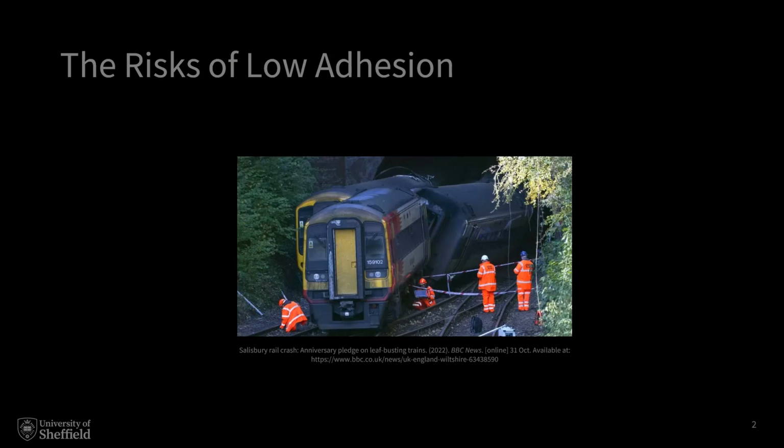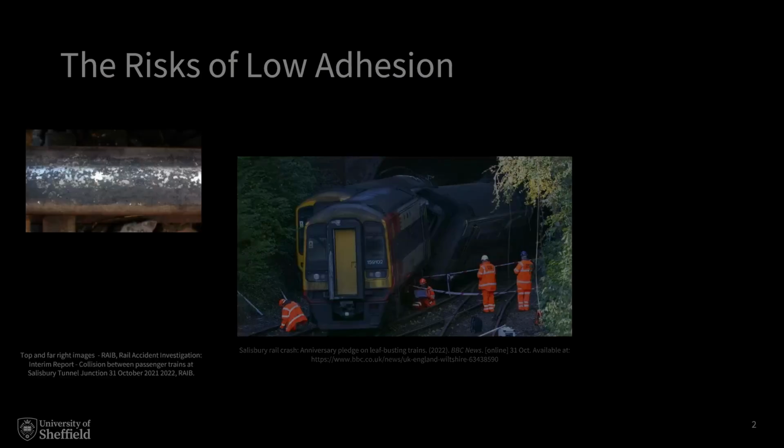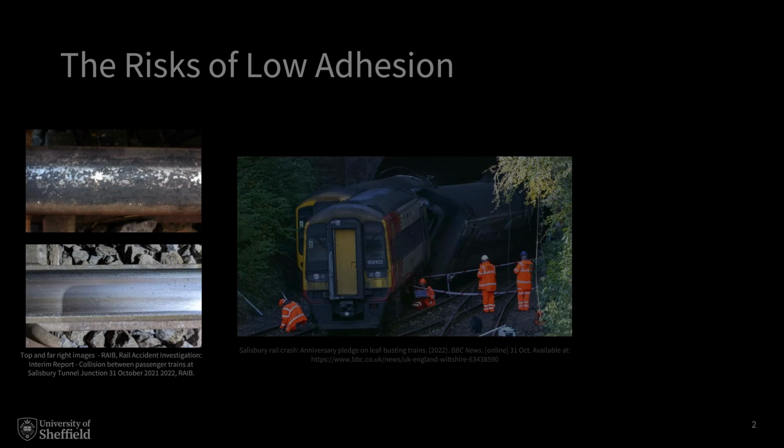On the 31st of October 2021, two trains collided at Salisbury Tunnel Junction. 14 people were hurt and the driver suffered life-changing injuries. The investigation points to low adhesion on the rail, impairing the ability of the second train to brake. You can see from this image that the rails were severely contaminated, especially when you compare it to what a mainline rail should look like.